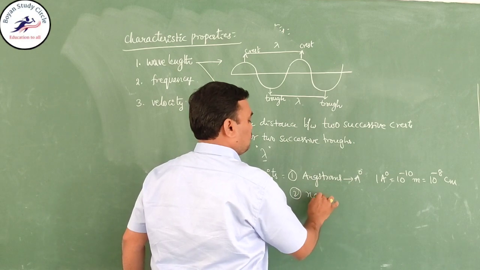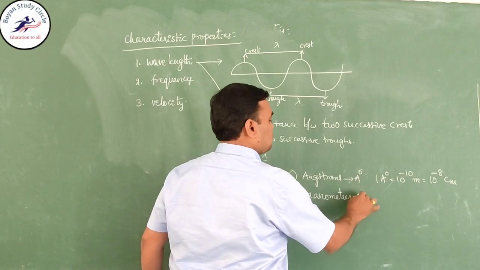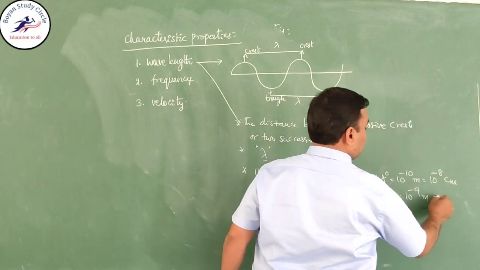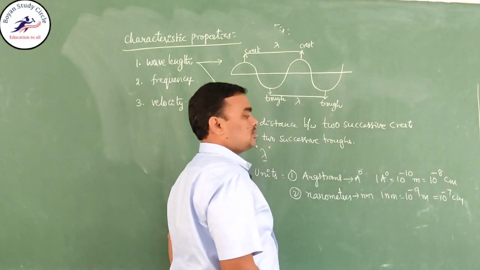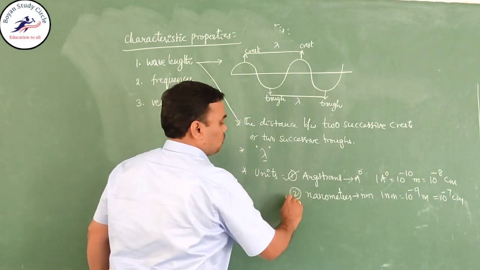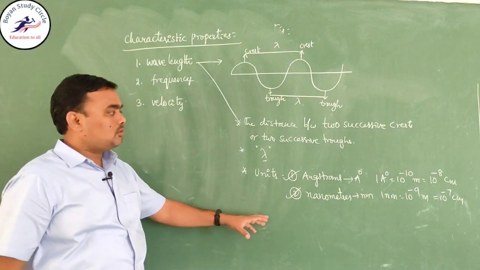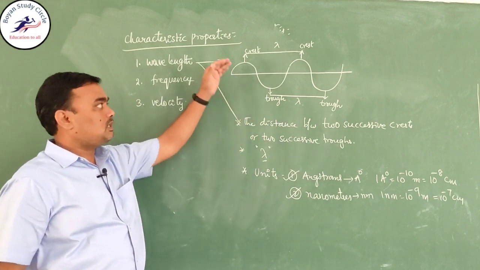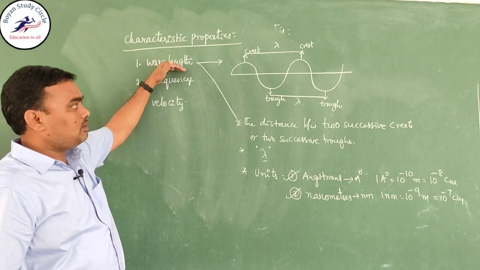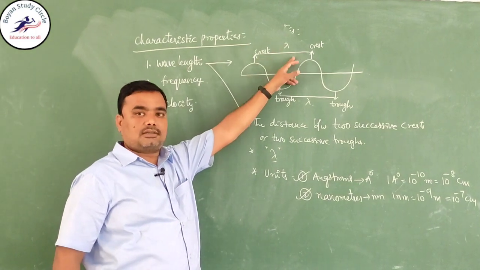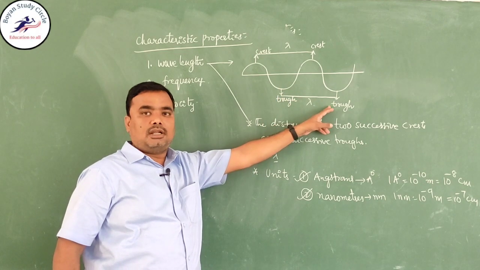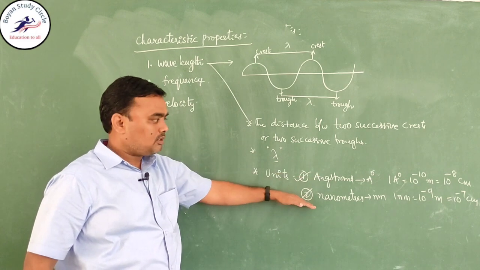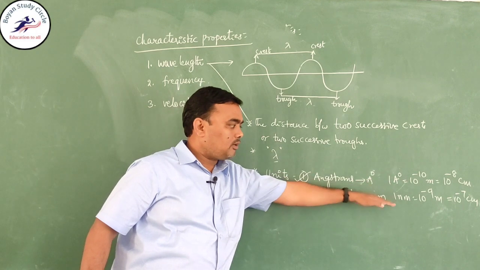And number 2, nanometers. 1 nanometer is equal to 10 to the power of minus 9 meters or 10 to the power of minus 7 centimeters, right. These are the two units used to measure wavelength, angstroms and nanometers. So, this is the first characteristic property, that is wavelength. Wavelength is the distance between two successive crests or two successive troughs. It is indicated with lambda and the units are angstroms and nanometers.